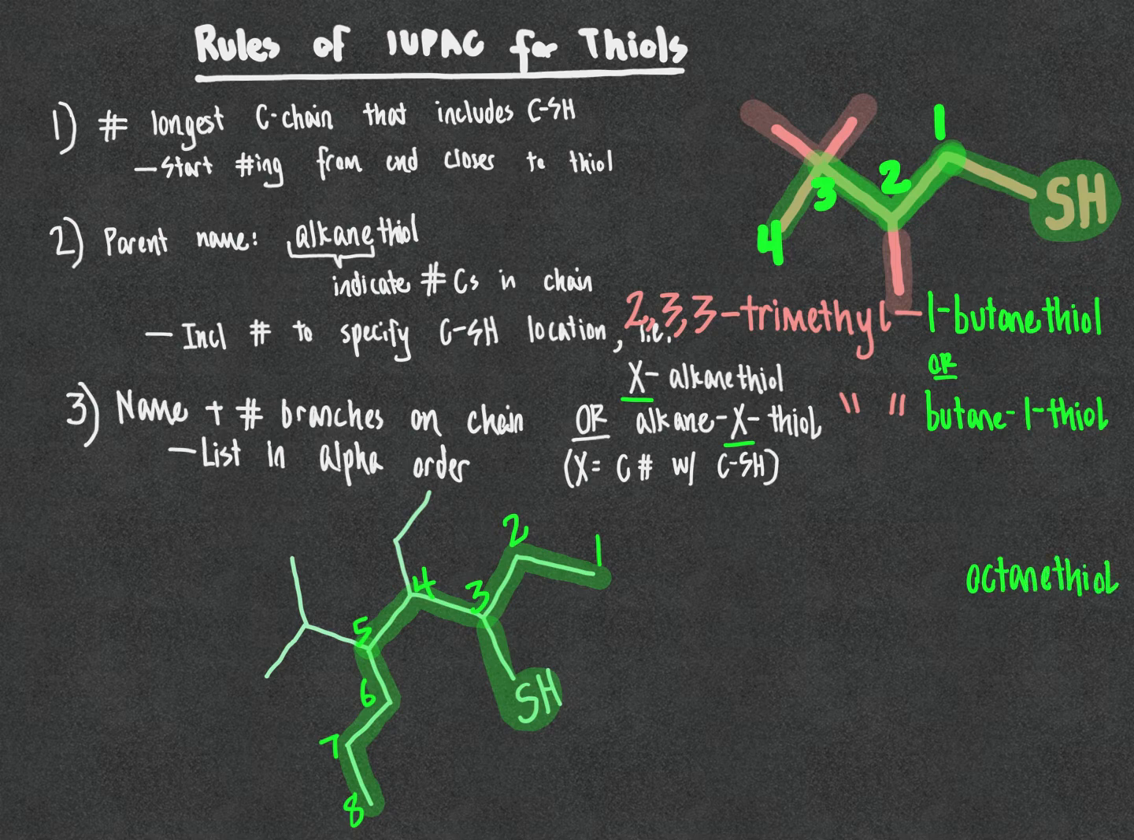As always with acyclic thiols, we do need to specify where the thiol group is located. It's at position 3, so we'll call this 3-octane thiol. Synonymously, we could also have called this octane 3 thiol, like I'm writing out here.